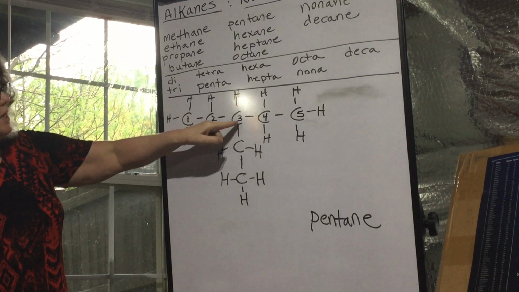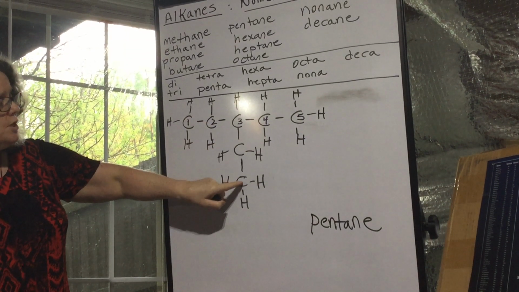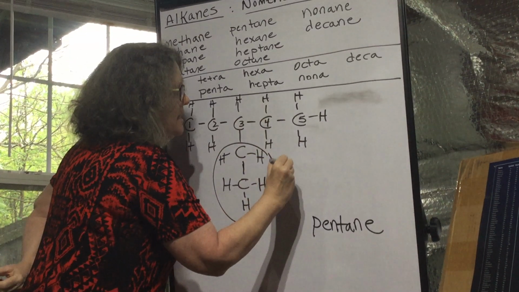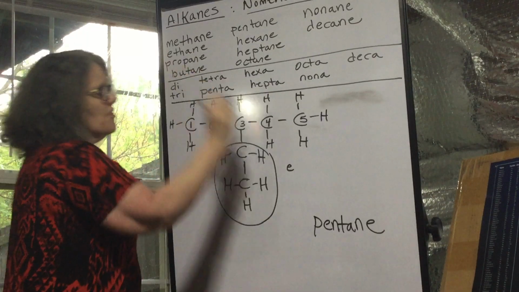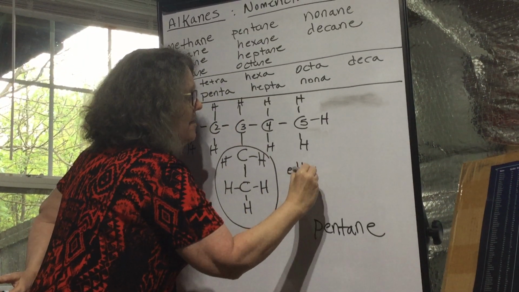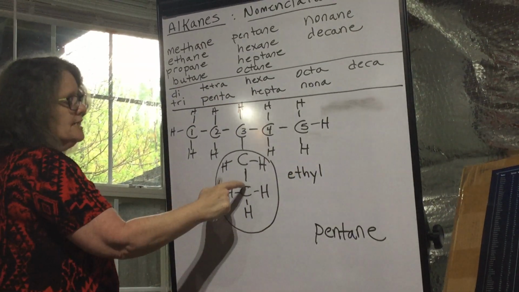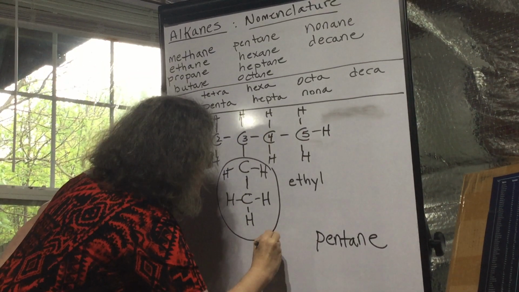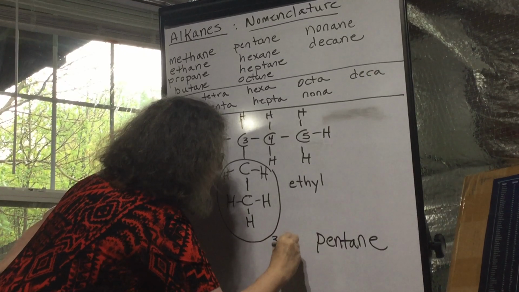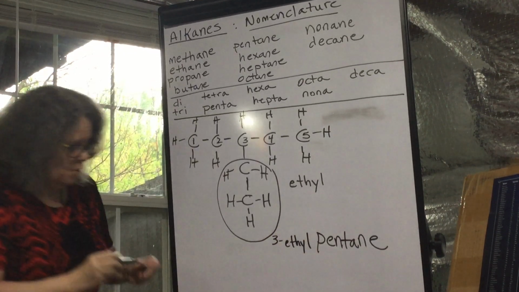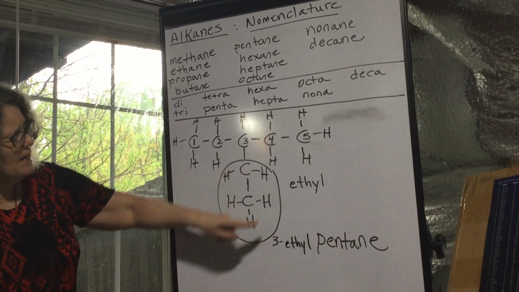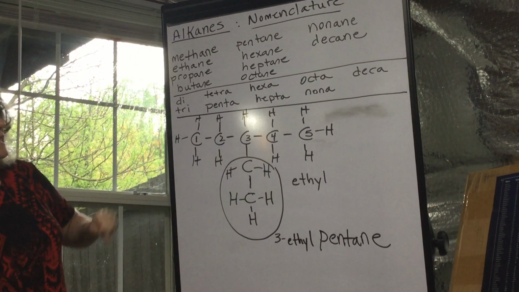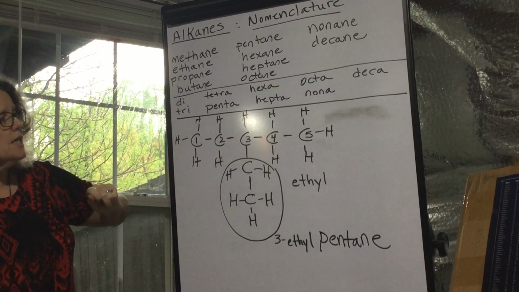On the number 3 carbon is a 2-carbon chain. Remember, this is called a substituent. This side group. A 2-carbon is ethane. When it's attached, it's ethyl, okay? So this ethyl group, and there's only 1 ethyl, is on the 3-carbon. So this is 3-ethyl pentane. What that means is the name of my side group, ethane, because it's attached, is ethyl. Where is it located? It's on the number 3 in the chain.